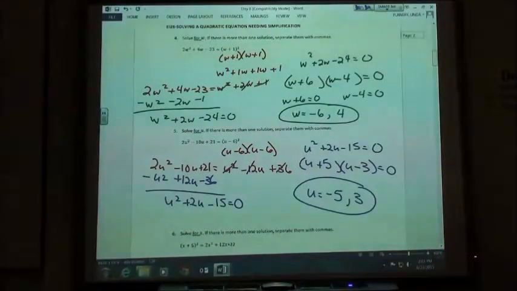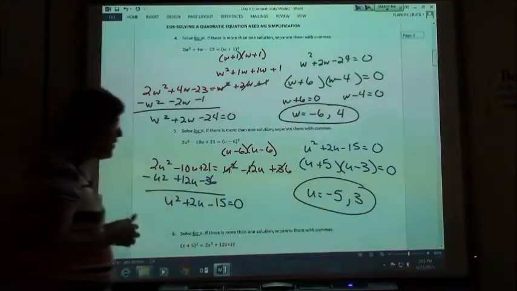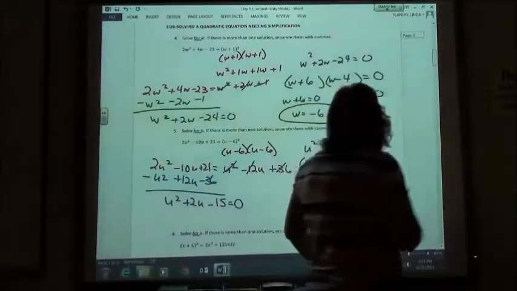If you need to, set them equal to 0 and solve like you normally would, but I think you can do those ones in your head.